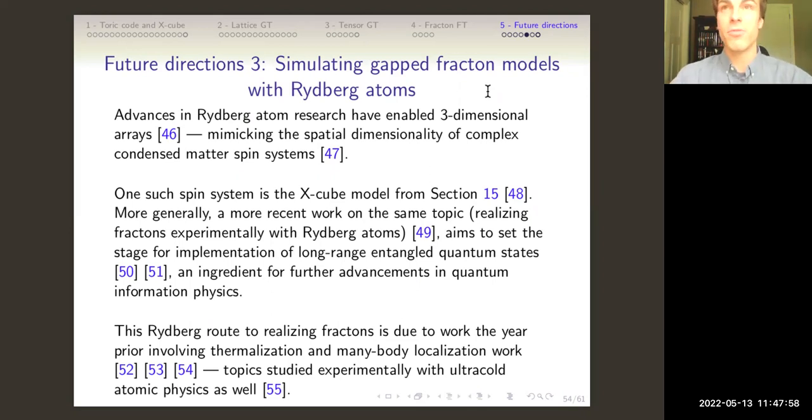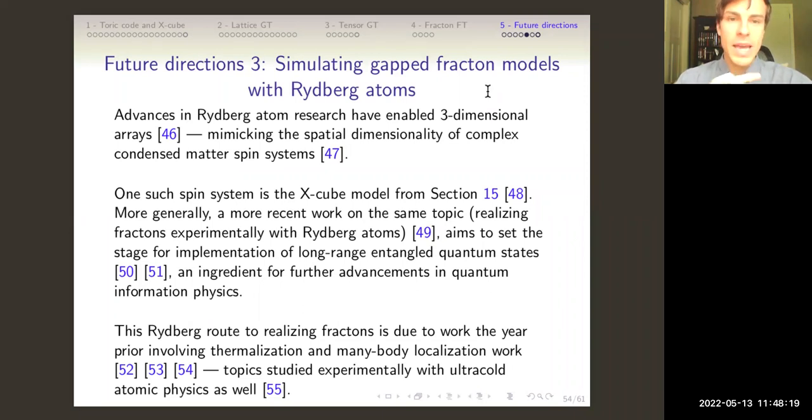And there's been a ton of recent work in ultracold atoms in realizing these. In particular, in three-dimensional optical lattices, we can mimic the same kind of systems like the X-cube model. The X-cube model was a three-dimensional lattice.